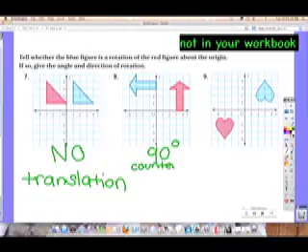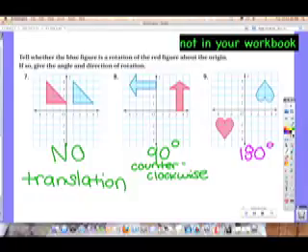Go ahead, Dawn. What do you think? 180. I think I agree with Dawn. 180 degrees. Alright, so that's our angle. What's our direction then? Clockwise or counterclockwise? Clockwise, because we're going from red to blue, right? So red, it comes up like Dawn said, that'd be 90 degrees. The heart would be like that. And then 180 degrees would be like that. So you say clockwise, right? Clockwise.